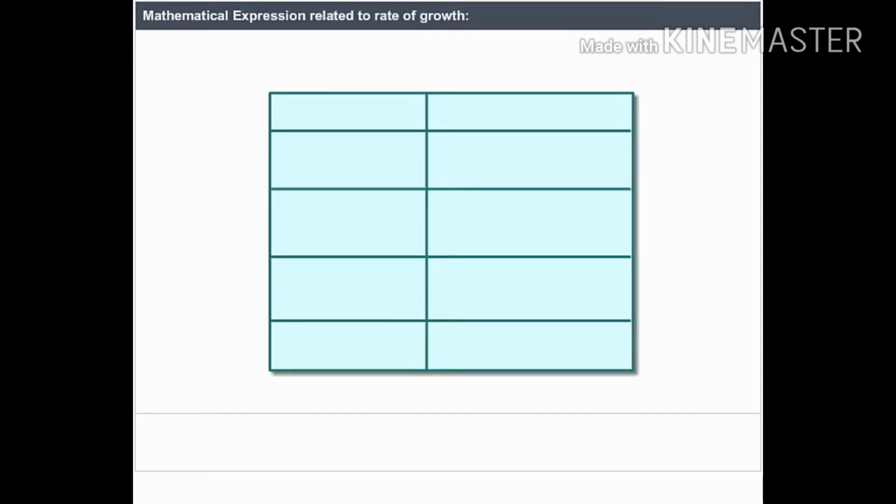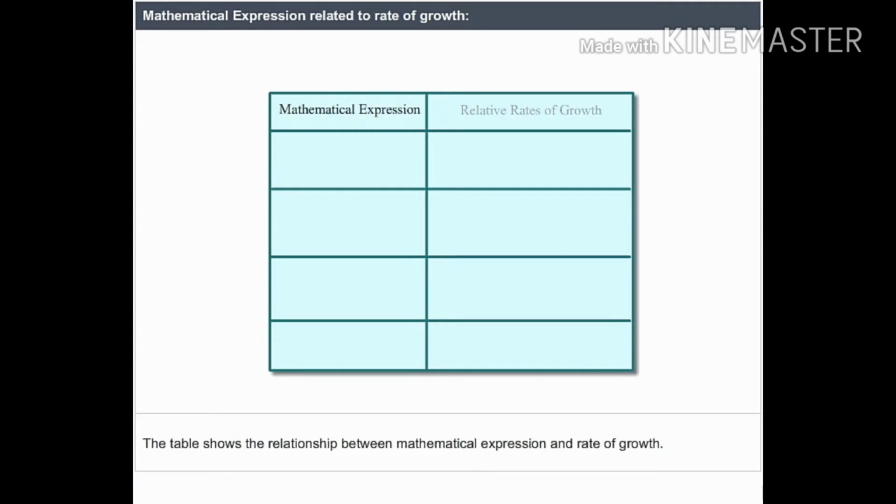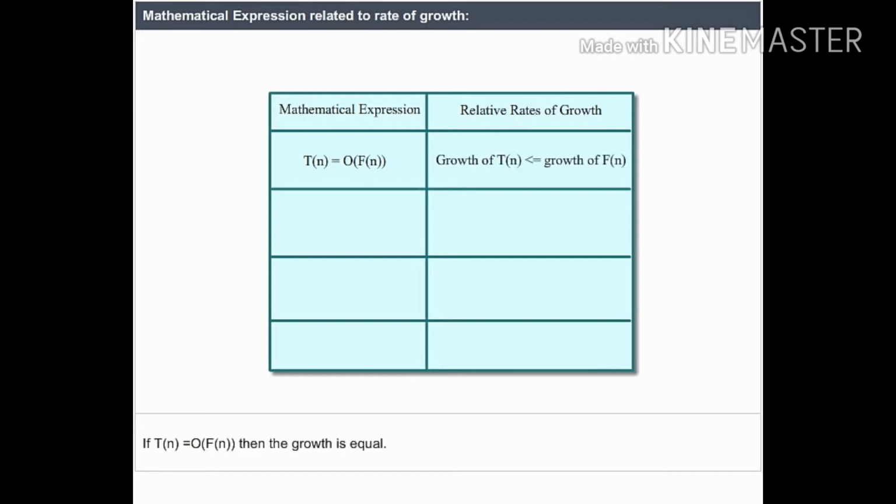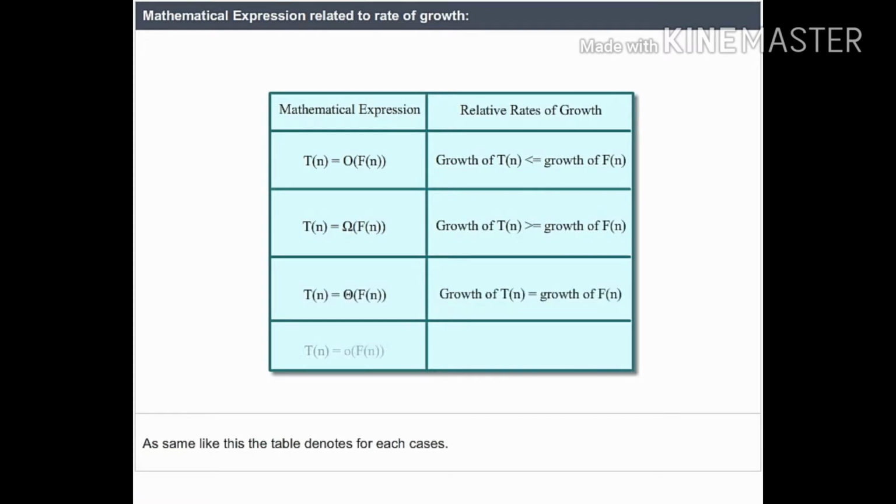Mathematical expression related to rate of growth. The table shows the relationship between mathematical expression and rate of growth. T is called big O. F is called the function. If T(n) equals O(f(n)), then the growth is equal. Likewise, the table denotes each of the cases.